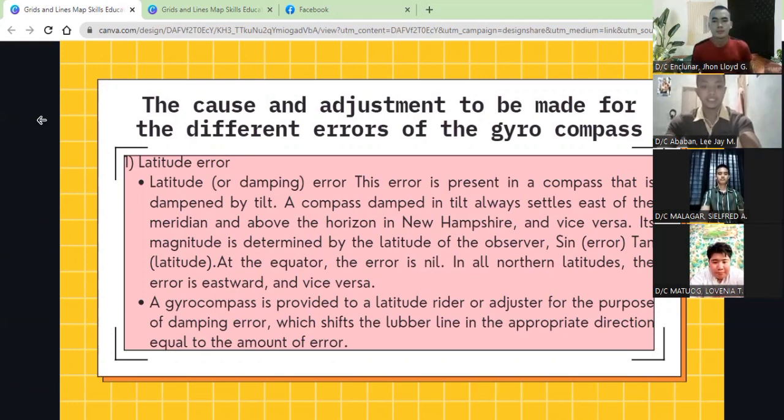A gyro compass is provided with a latitude rider or adjuster for the purpose of correcting damping error, which shifts the lubber line in the appropriate direction equal to the amount of error.